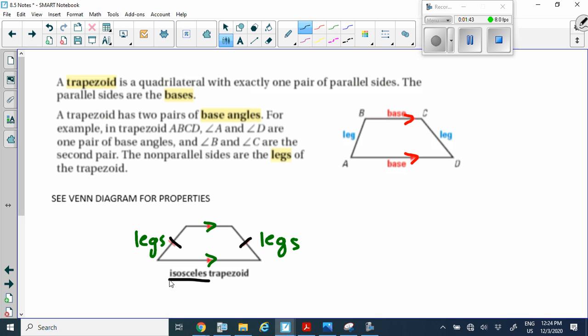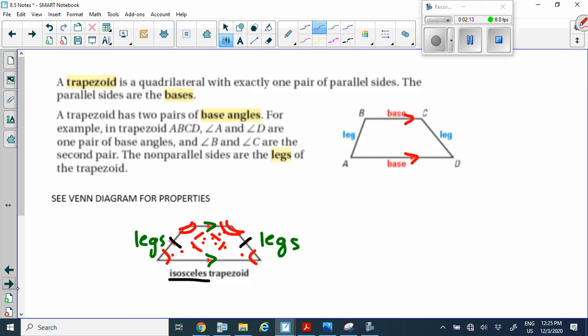So here, legs are congruent. Each pair of base angles, I'm going to mark that too, each pair of base angles are going to be congruent as well. So those are going to be congruent, as well as these base angles are going to be congruent, okay? And then lastly, the diagonals are congruent for an isosceles trapezoid. So those should be the three different properties for an isosceles trapezoid.